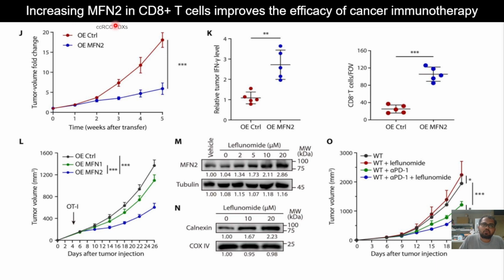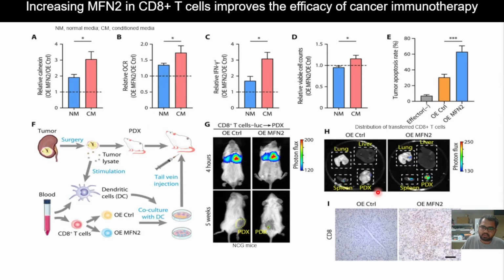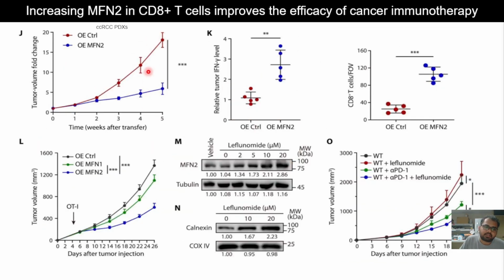Now, increasing MFN2 in CD8 T cells improves the efficacy of cancer immunotherapy. So for the same purpose, they used this OE-MFN2, or we can say MFN2-expressing, CD8 T cells, which were injected in the CCR. This is the same data which is here. Basically, here they plotted it. So there is a decrease in the tumor volume. There is an increase in this IFN-gamma level and the CD8 T cell percentage, and they even used increased expression of both MFN1 and MFN2. In both cases, they found that there is a decrease in the tumor, although the decrease was more prominent in MFN2-expressing compared to MFN1-expressing.